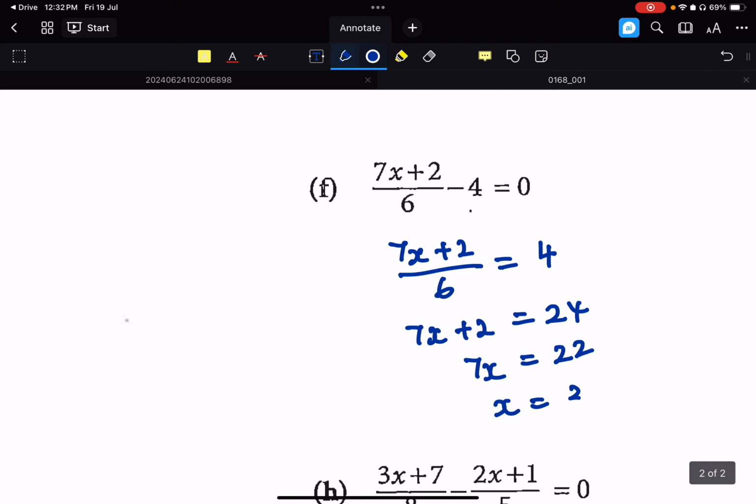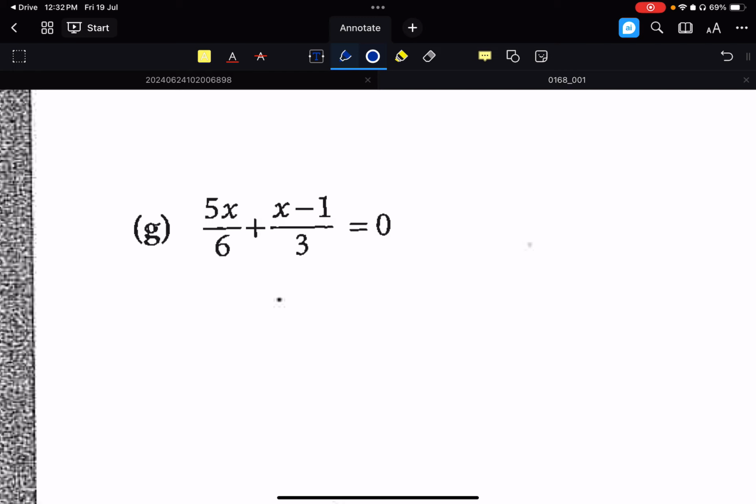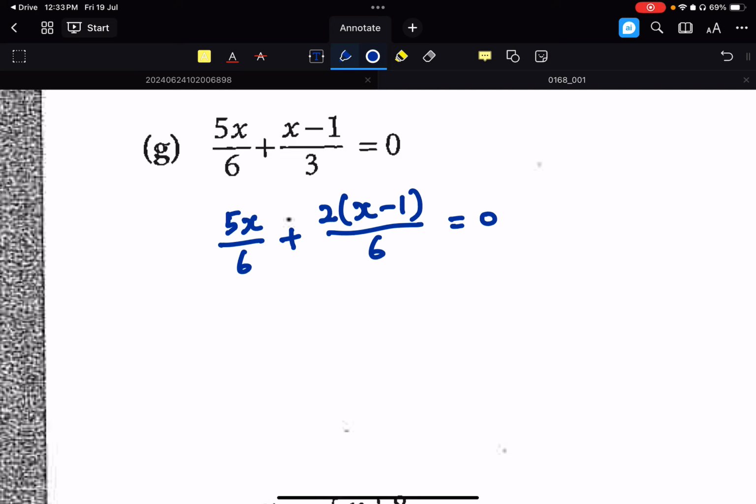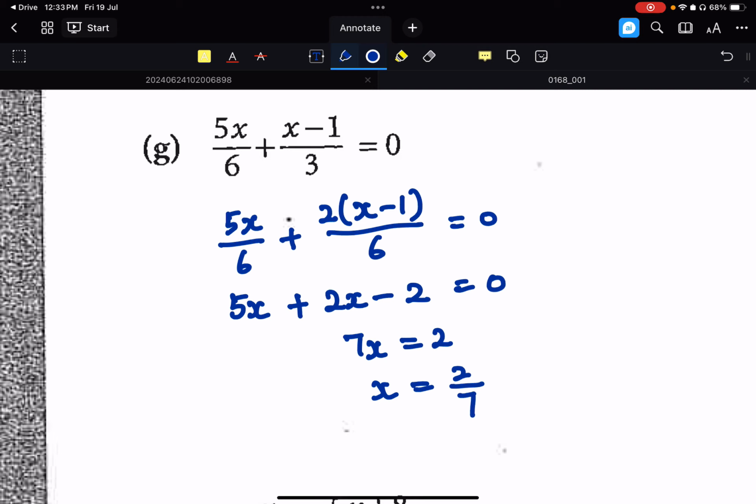That will give us 3 and 1, 7. Right? We're almost done. So here, what we can do is again make them the common denominator. Now, in this instance, I like to just put the 2 in this manner. So we get x minus 1 over 6 equals 0. Now we multiply by 6 throughout. We have 5x plus 2x minus 2 equals 0. 7x equals 2. x equals 2 over 7.